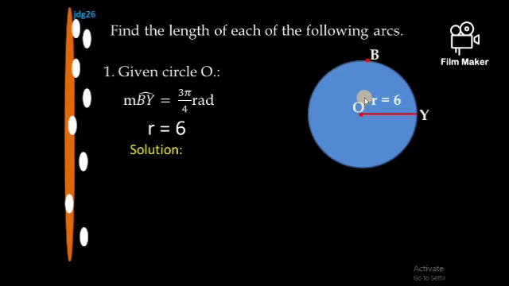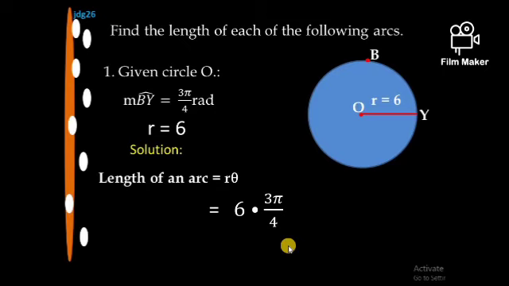Since the given measure of the angle or arc is in radian measure, we are going to use the first formula, which is r times theta, or radius times the measure of the angle. So ang gagawin lang natin is to substitute the given. So we have radius is equal to 6 times the measure of the angle or arc, 3 pi over 4. So, pwede natin gamitin dito ang cancellation.